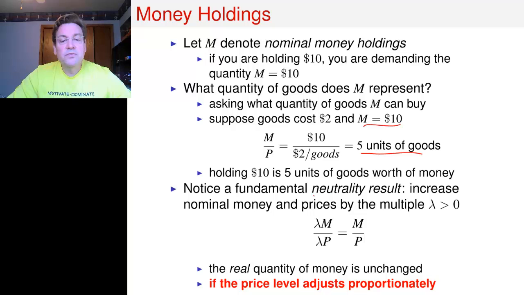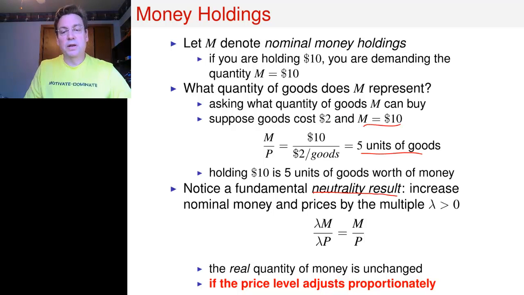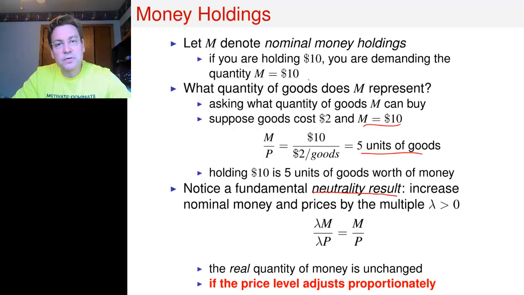Now notice that there's going to be a fundamental neutrality result, which is that if you increase nominal money and prices by the same multiple, so make that multiple lambda, then the real quantity of money doesn't change. So this is basically the idea that if suddenly you double the amount of dollars in the economy, if all prices also double, then nothing has changed really. So the price level just adjusts proportionately. So this should be starting to help you think about what determines P.